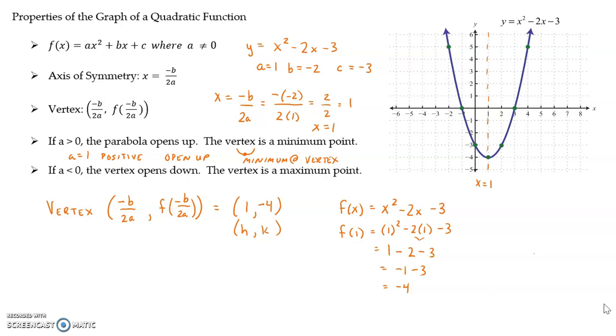If we happen to have an a value that is something less than 0, or in this case an a value that is negative, then we would have a parabola that would be opening downward. And in that case, our parabola would have some type of maximum value, and it would occur at the vertex.